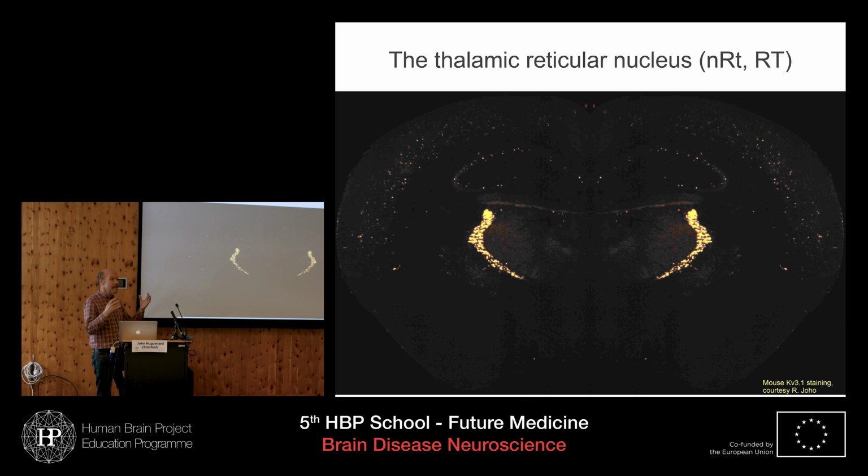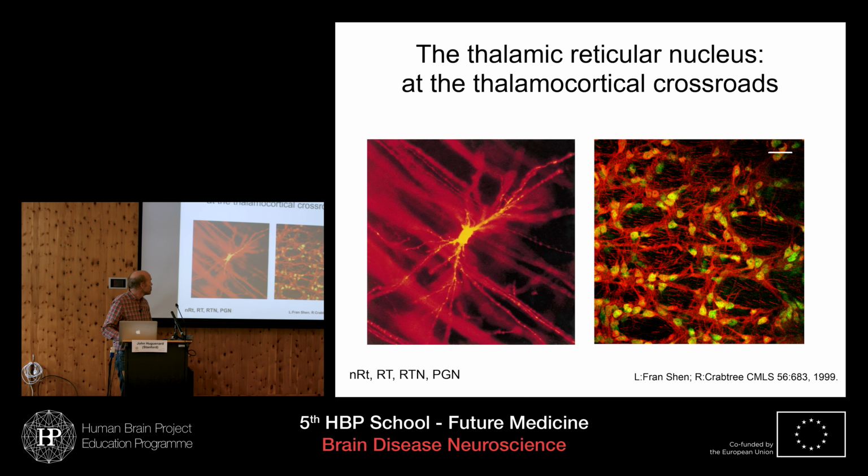It sort of encases the thalamus, and it's all inhibitory cells. So it's a highly specialized nucleus that surrounds the thalamus, and it provides inhibition back to the thalamus. And this nucleus is the key to the rhythm generation in the brain. So understanding excitability in this nucleus turns out to be really important in understanding the seizures.